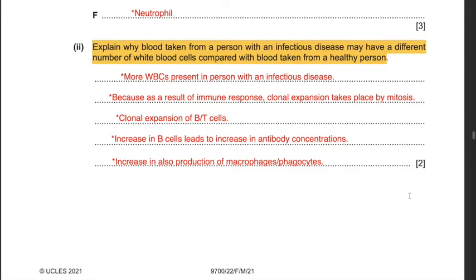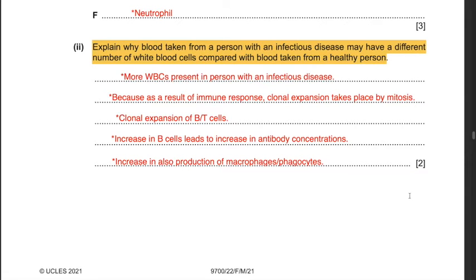Since the question refers to why a person who has infectious diseases may have a different number of white blood cells, you should state whether the white blood cell count would be higher or lower. So, in a person with an infectious disease, obviously there would be more white blood cells because more white blood cells are produced to attack the pathogen that causes the infectious disease. And since you have to explain, you have to talk about the result of immune response, because if white blood cells come in contact with a pathogen, immune response would occur, and immune response is where clonal expansion of either B or T cells occur.